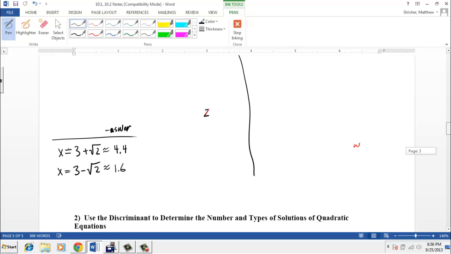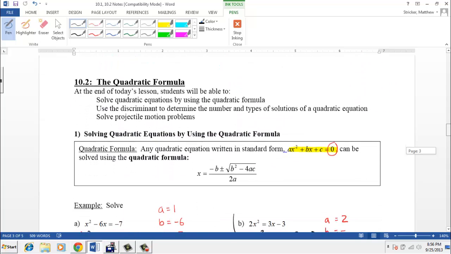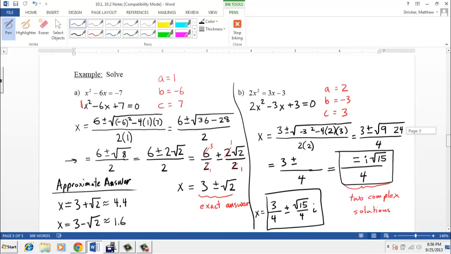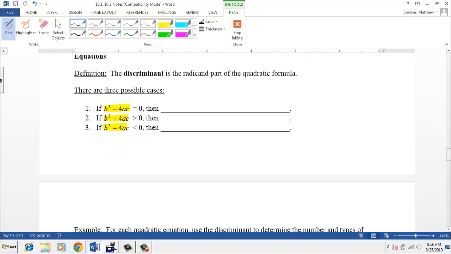If it's equal to 0, then that means that this becomes negative b plus or minus the square root of 0, which is just 0. So it just becomes negative b over 2a, which means the plus or minus part is non-effect. It just becomes negative b plus or minus 0 over 2a. It means this part we don't even have to worry about. There's just one real solution.